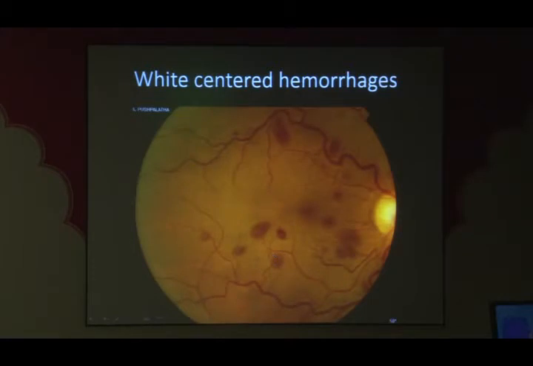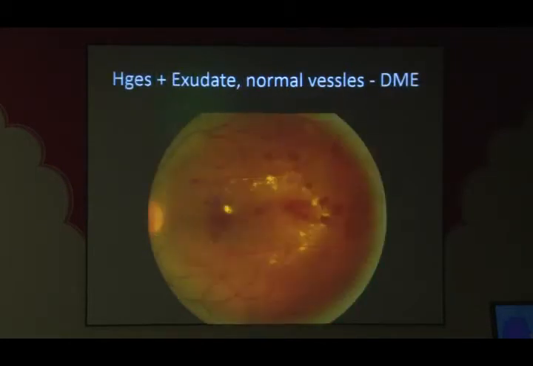Even a patient with diabetic retinopathy sometimes can have white-centered hemorrhages. But when you see a white-centered hemorrhage, then we need to look for a more ominous cause inside the body of the patient. So we have to look for other things in association with the hemorrhage. For instance, if we see these hemorrhages in association with hard exudates, and the blood vessels are of normal caliber, then we tend to think that's a diabetic macular edema.